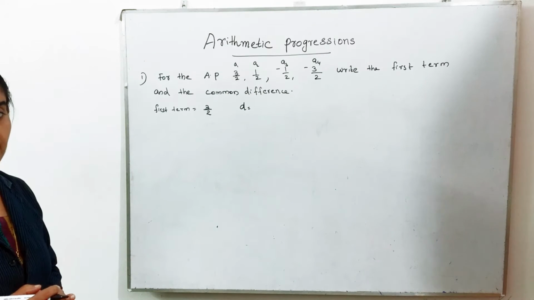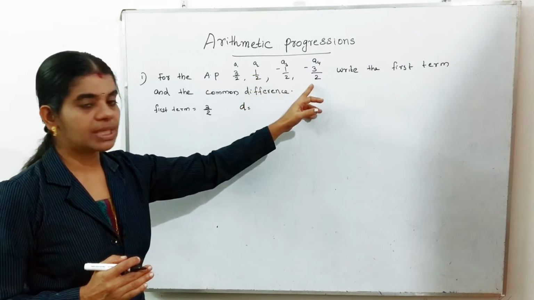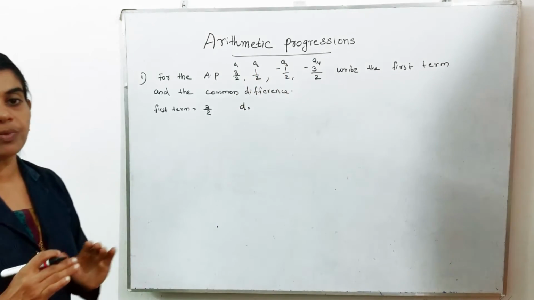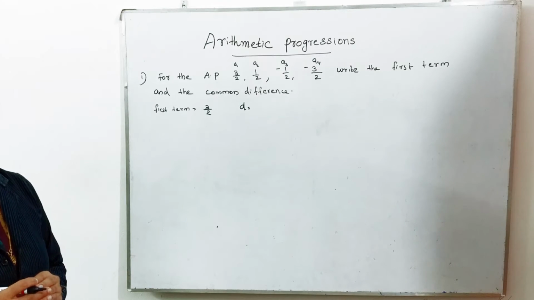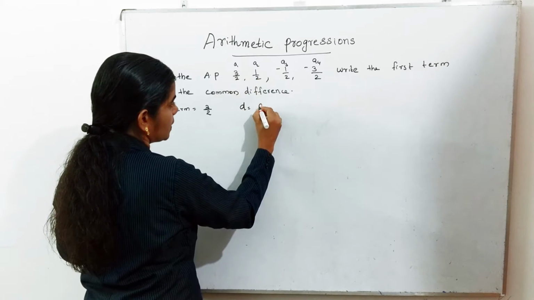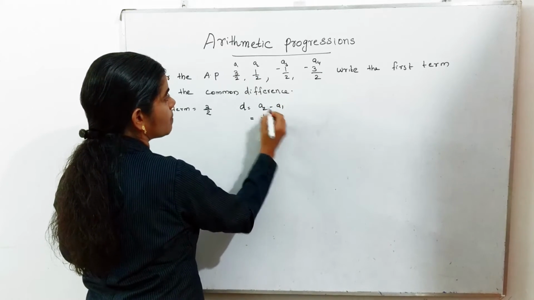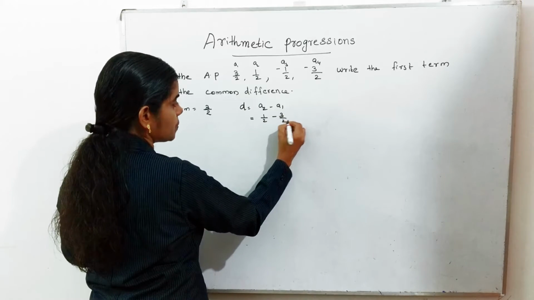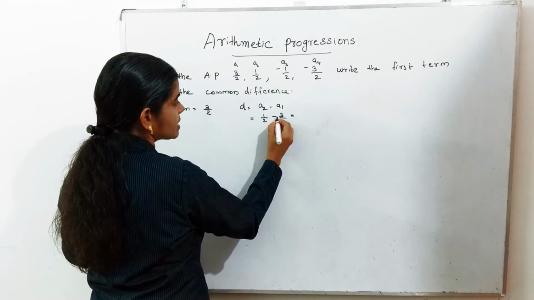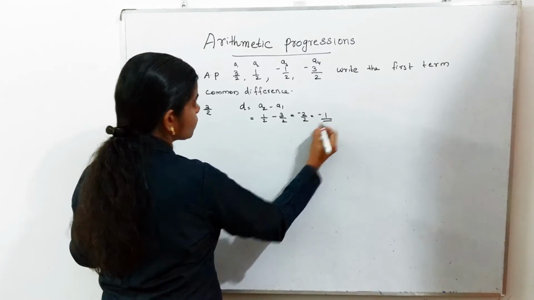Second term minus first term, otherwise third term minus second term, or fourth term minus third term. Every time you will get the same number, and that is the common difference. I am doing A2 minus A1. That is 1 by 2 minus 3 by 2. Then 1 minus 3 means minus 2 by 2, that's equal to minus 1.